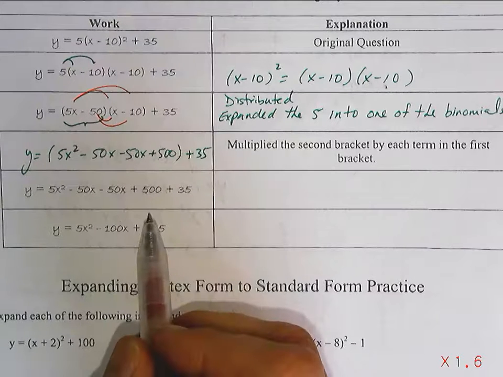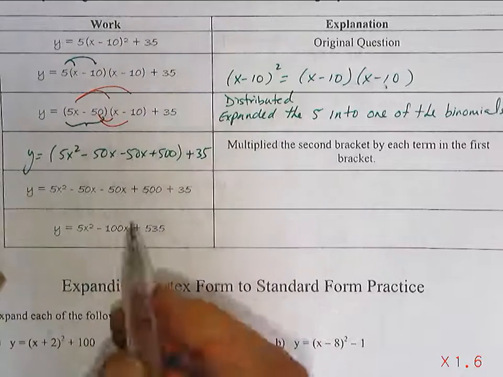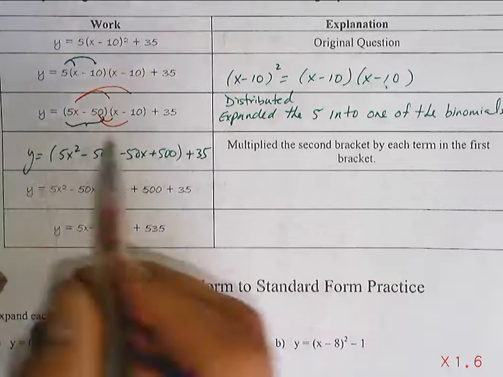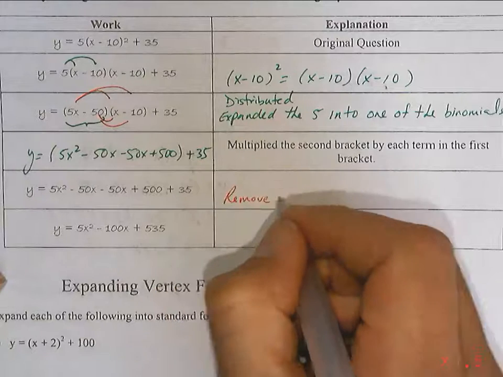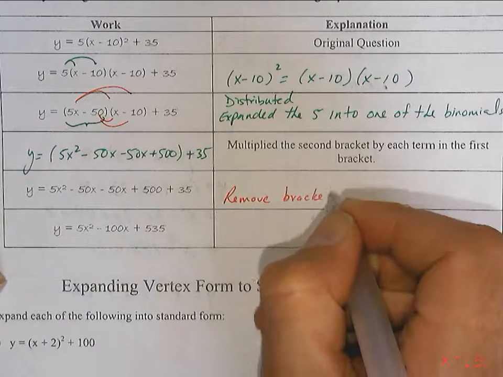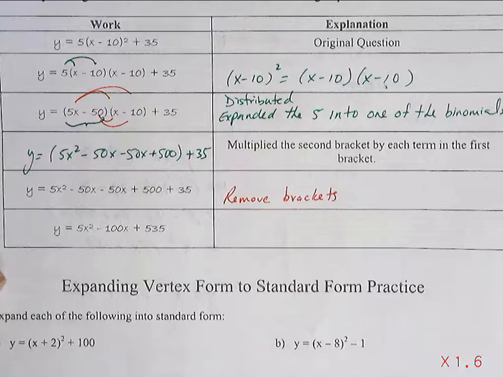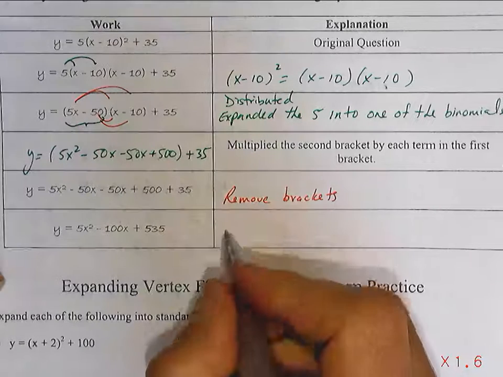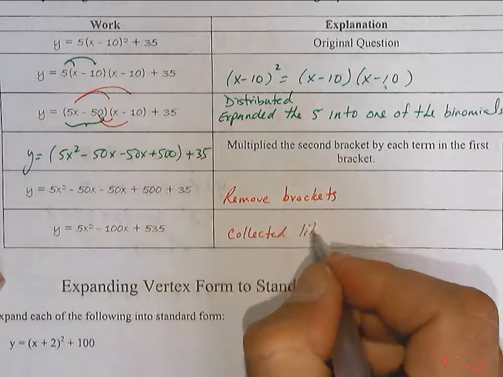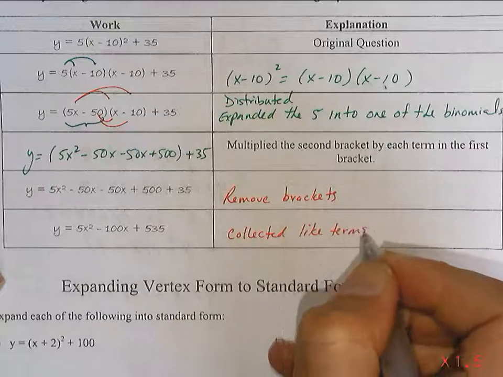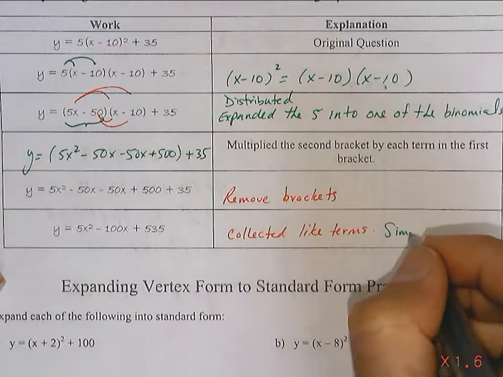What did we do next? Well, what they're trying to show you is they get rid of the brackets. They dropped the brackets. There's only a 1 out here, so we get rid of the brackets. If there was a number on the outside here, we'd have to deal with it, but we took care of that already. And finally, we collected like terms. The official word for that is simplified.